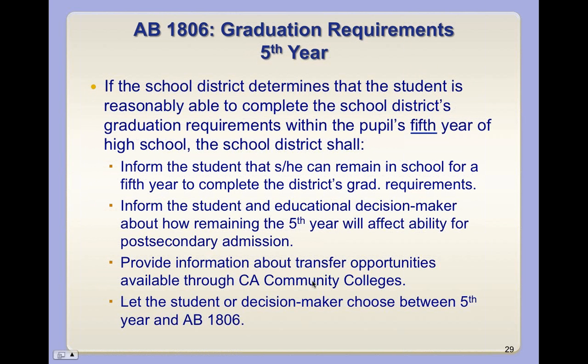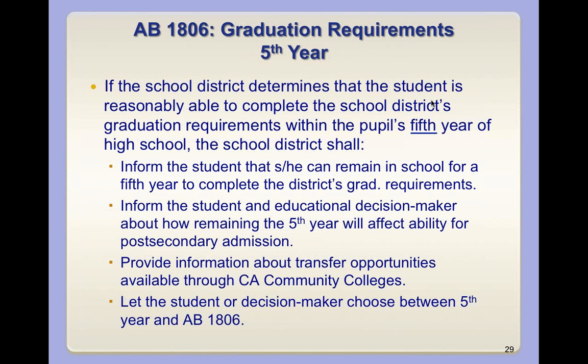Fifth year, there is a provision in AB 1806 that talks about a fifth year in high school. So if the student can't finish in 4 years, but it looks like they actually could finish in 5, then essentially we're going to let the student or the educational decision maker make that decision. Are we going to go the route of AB 1806, or are we going to go ahead and stay in high school for a fifth year and get a regular high school diploma from the school district at the end of that fifth year?